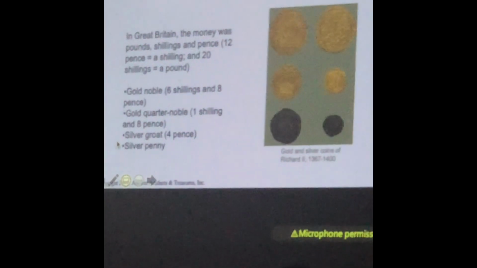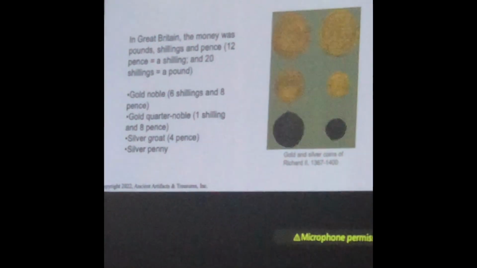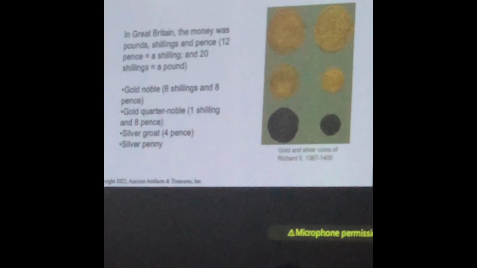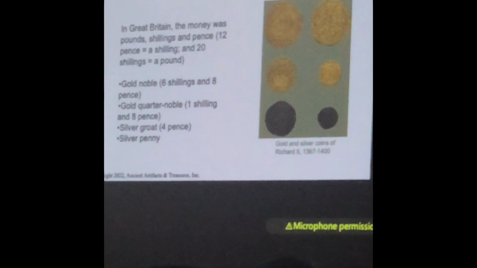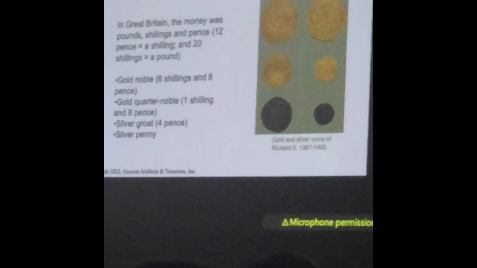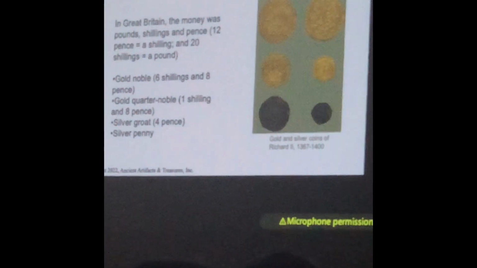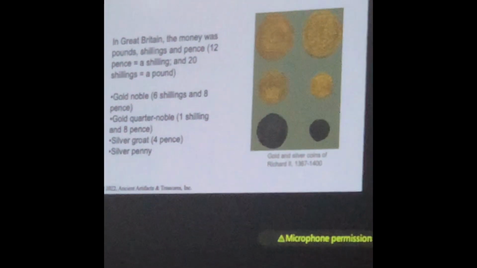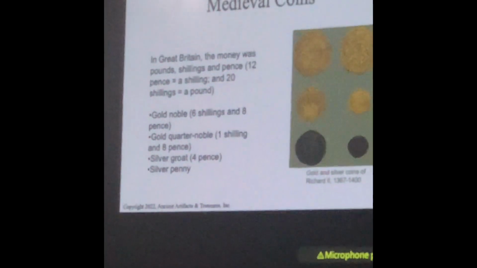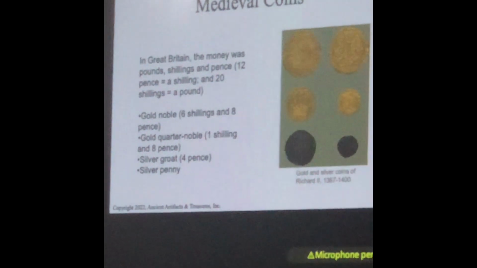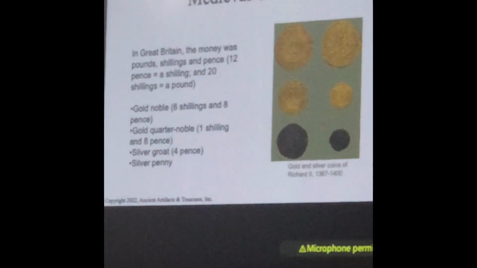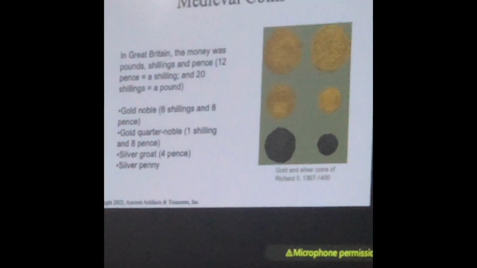Great Britain also made coins during this time. They had the pound, shilling, and pence. Most of us have probably heard of that. If you're a coin collector, I hope you have probably seen many of these coins. They actually started with the gold noble, the quarter noble, the silver groat, the silver penny. Now the silver penny is based on the denarius. The groat actually means big penny, and so it was larger than the penny.